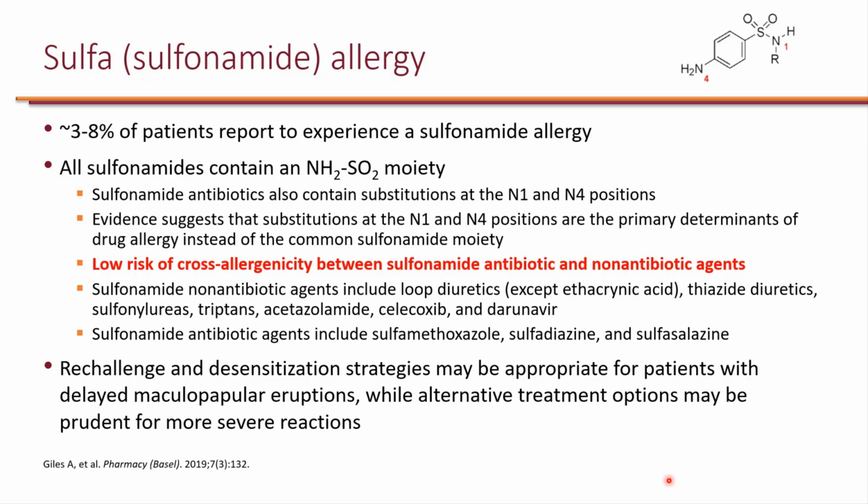Now about 3 to 8% of patients report experience with sulfonamide allergies. And in general, all sulfonamides, which can be divided into sulfonamide antibiotics and sulfonamide non-antibiotic agents, basically all contain a sulfa moiety. And then sulfonamide antibiotics also contain additional substitutions at N1 and N4 positions. And the evidence currently suggests that these substitutions at N1 and N4 are the primary determinants of drug allergy instead of the common sulfonamide moiety.